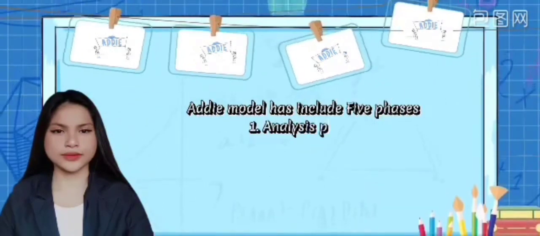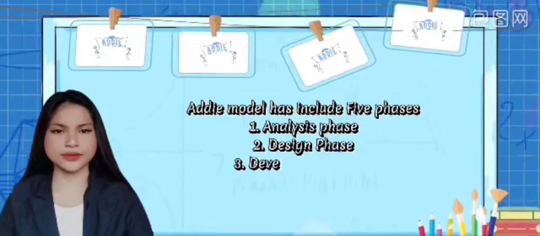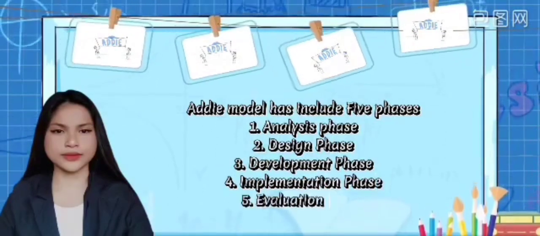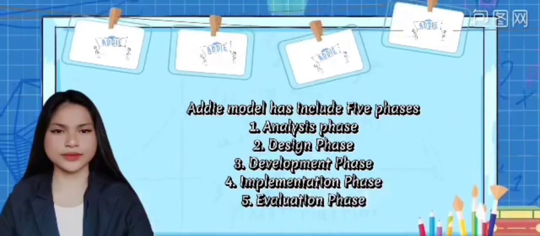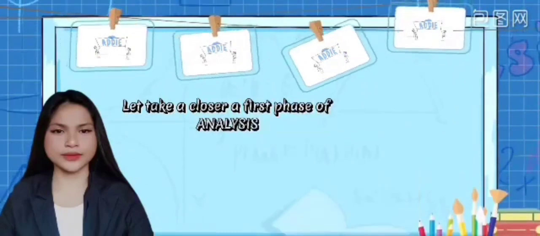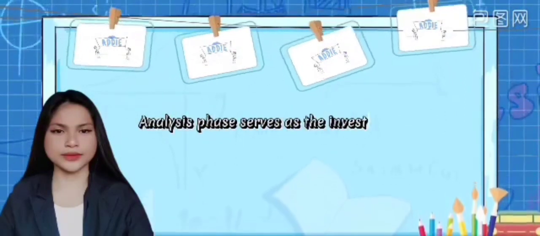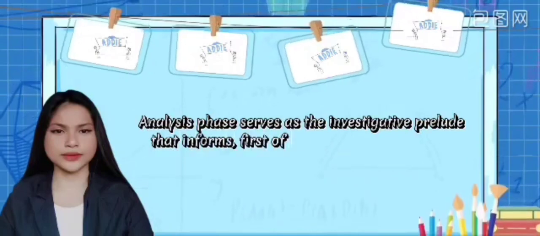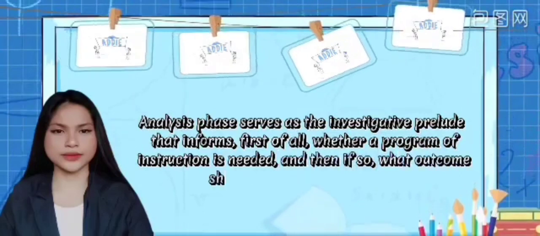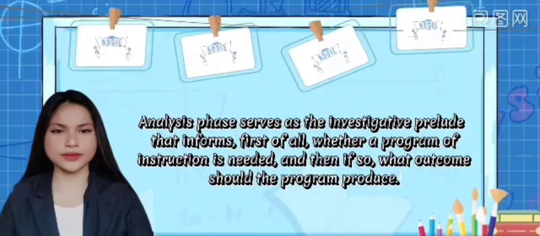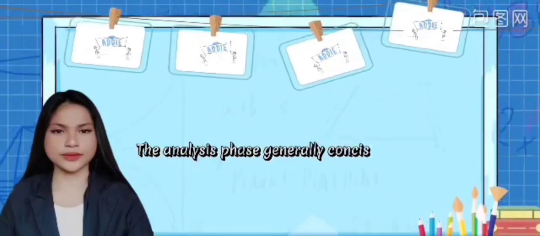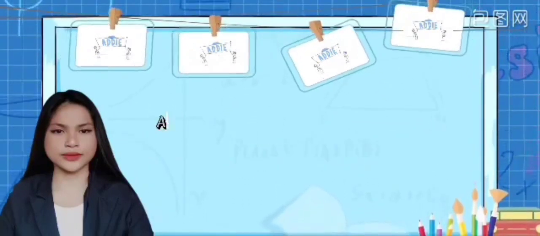First, the analysis phase. Second, the design phase. Third, the development phase. Fourth, the implementation phase. Last is the evaluation phase. Let's take the first phase, analysis. The analysis phase serves as an investigative prelude that determines, first of all, whether a program of instruction is needed, and then, if so, what outcome the program should produce. The analysis phase generally consists of four sub-phases.